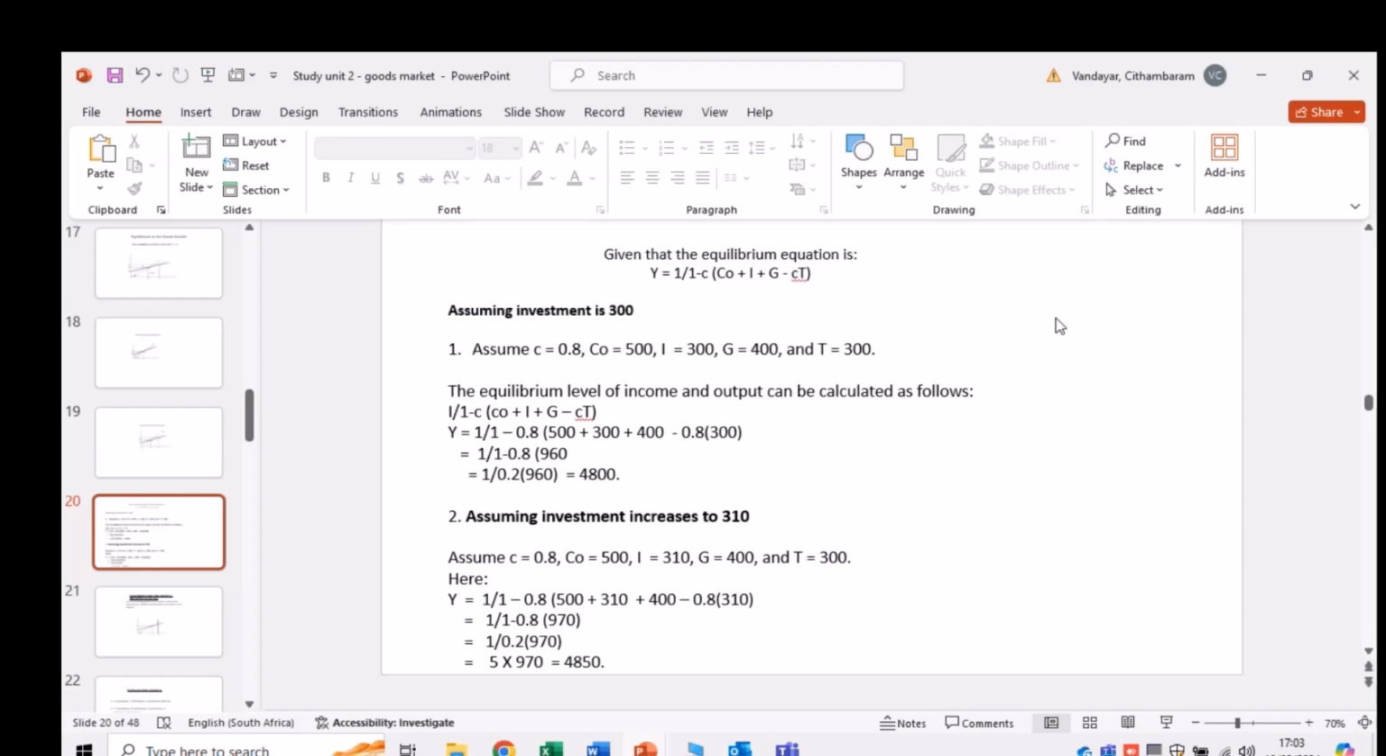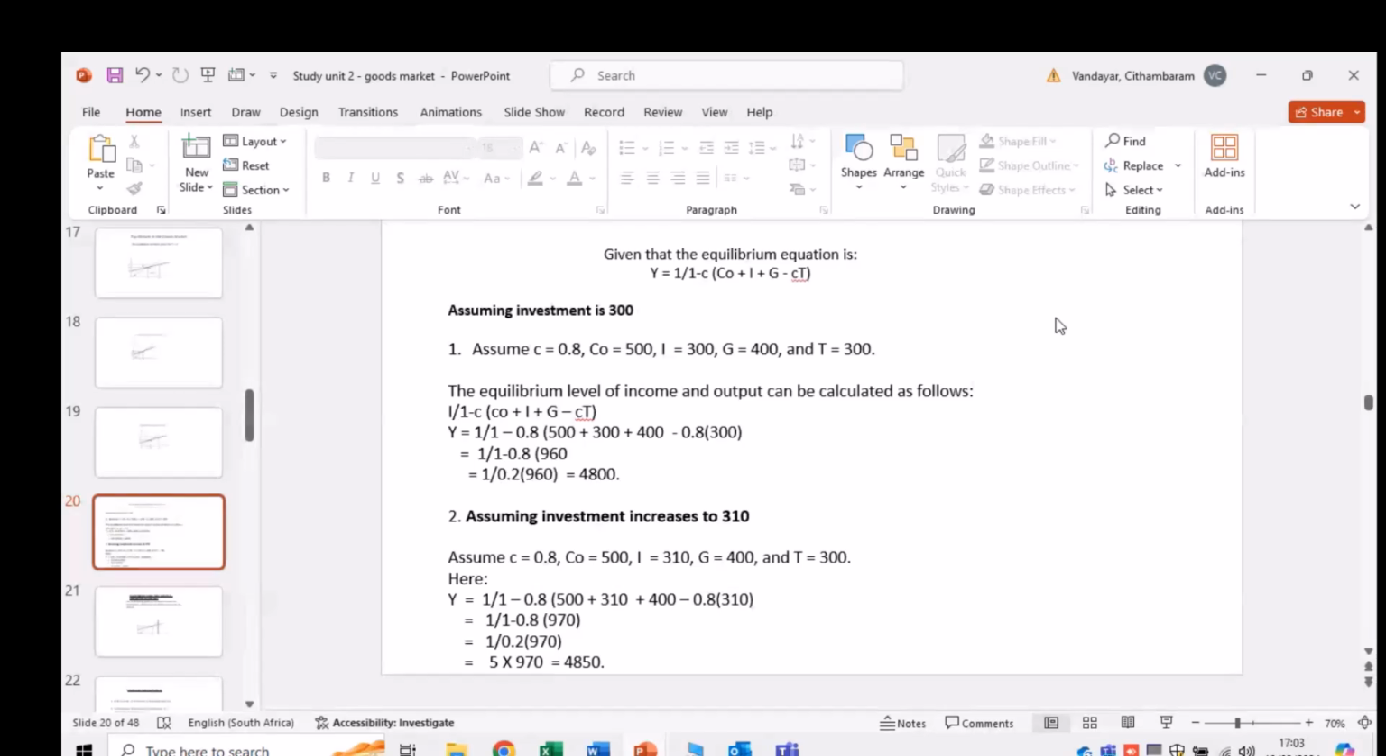Right, good. And then in your brackets you got C0. What's C0? Come on, guys, quickly. It's autonomous consumption. Right, C0 is autonomous consumption. I is your investments. G is government spending. Minus your CT. Right, CT is your MPC, marginal propensity to consume, times your taxation.